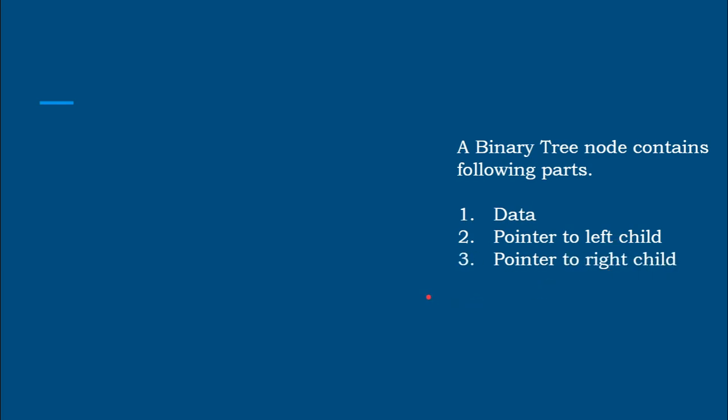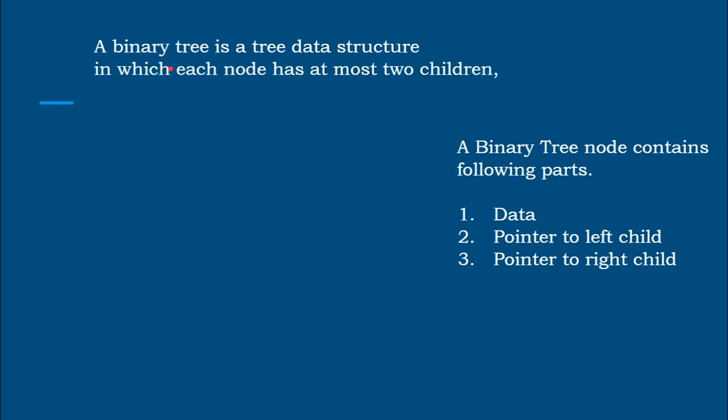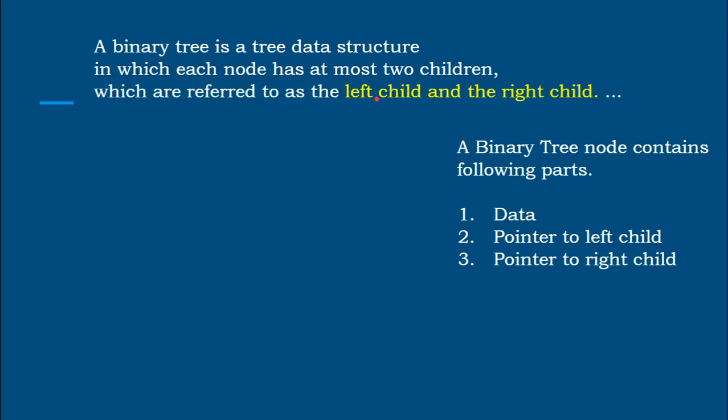A binary tree has two children, the left child and the right child. So how to define it? A binary tree is a tree data structure in which each node has at most two children. That means the number of children may be 0, 1 or 2. That is at most two children, which are referred to as the left child and the right child.